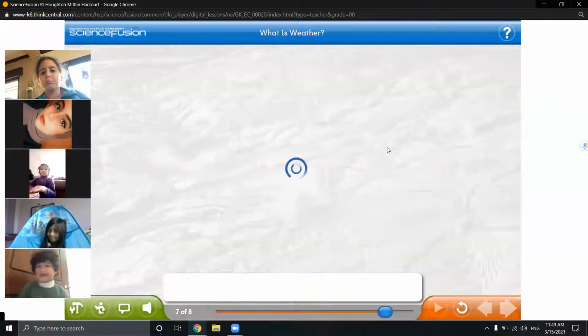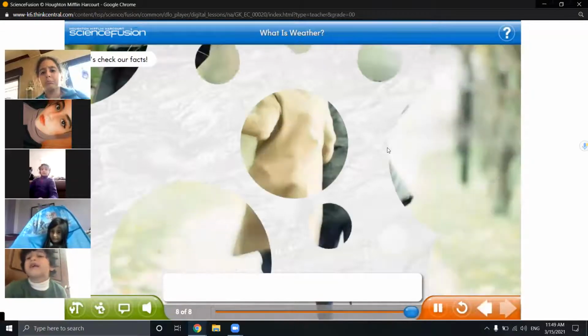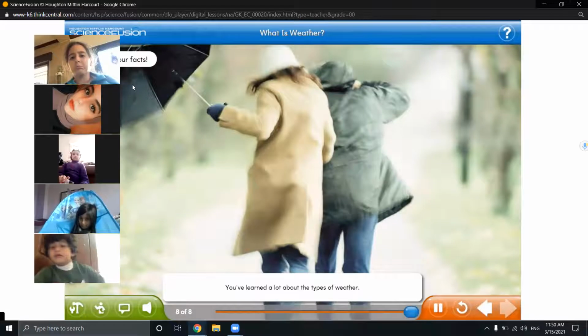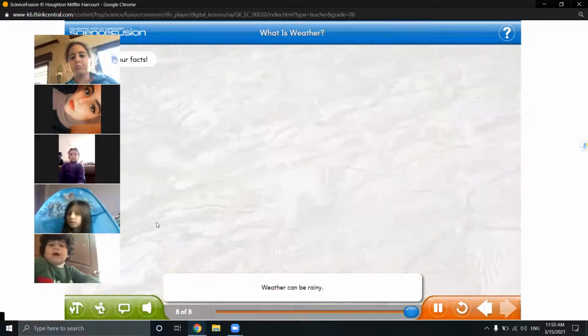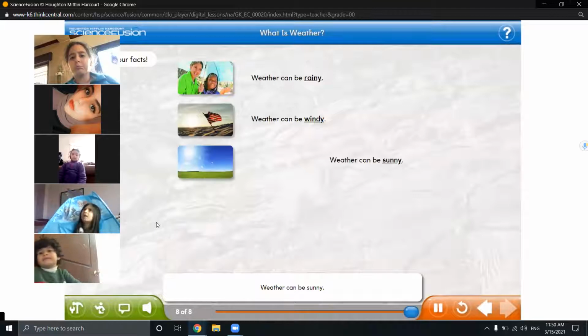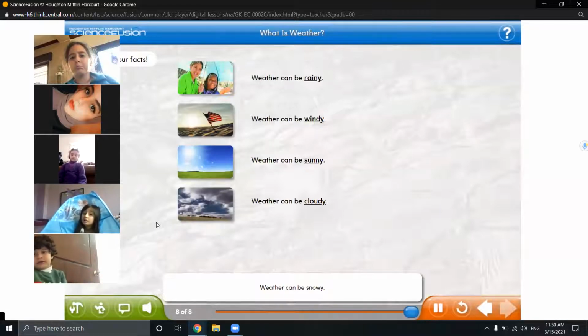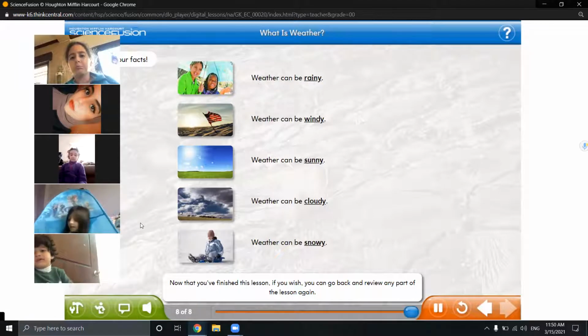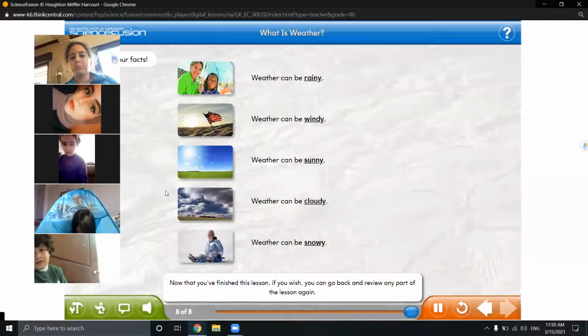And we're done with the first part. You learned a lot about the types of weather. Before we finish, let's check the main points you've covered. Weather can be rainy. Weather can be windy. Weather can be cloudy. Weather can be snowy. These are the things that we learned today. Now that you've finished this lesson, if you wish, you can go back and review any part of the lesson again. So I can simply ask you, can weather be rainy?